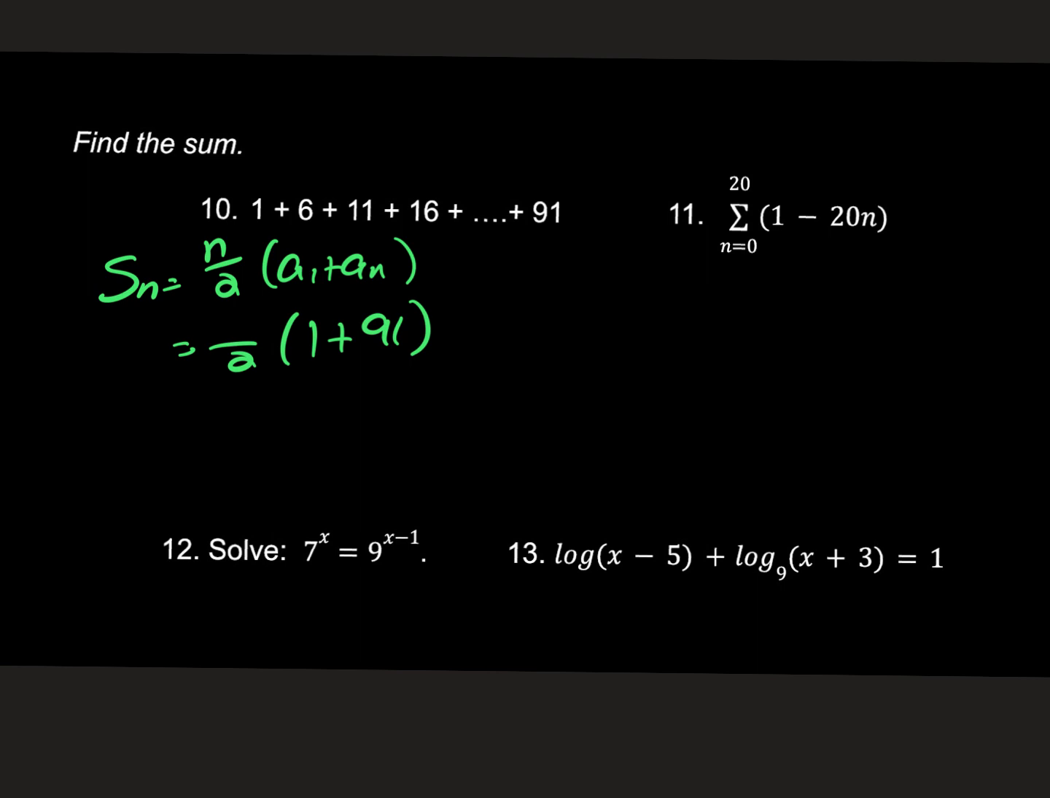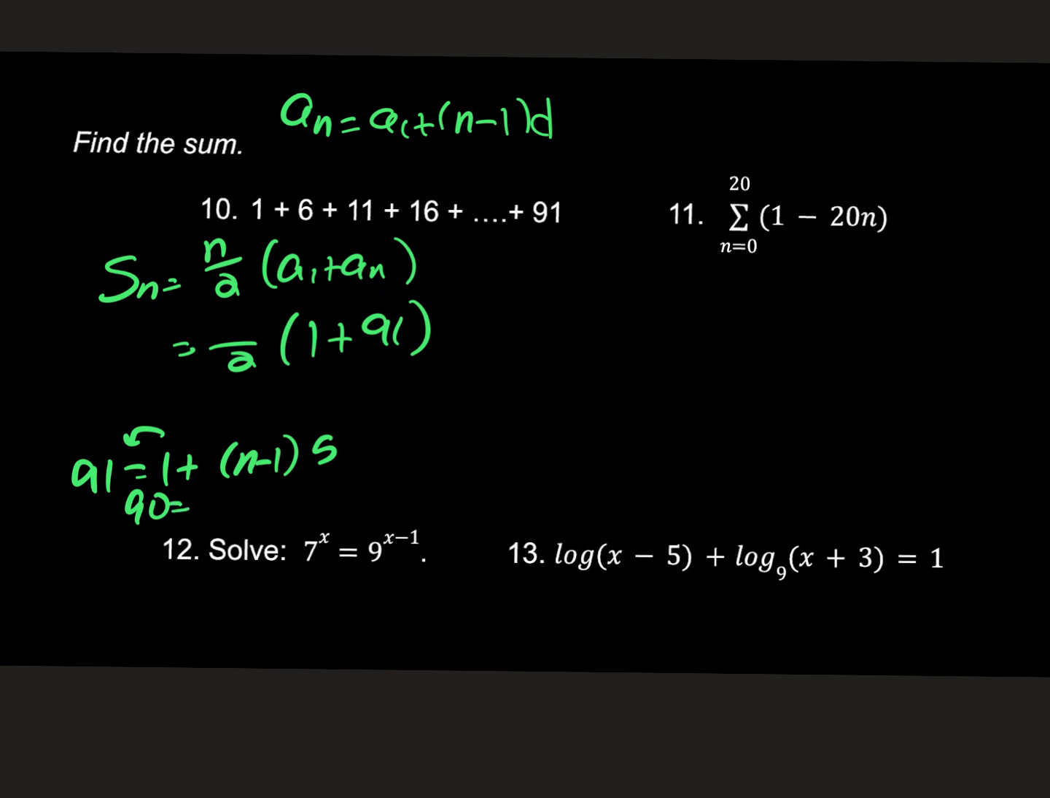Anytime you don't know one of those terms, like how many numbers there are, or the a1 or the an, go back to your old formula and do the same thing we just did. The old formula, the an equals a1 plus n minus 1 times d. So an means last term. The last term is 91, equals the first term, plus n minus 1 times d. D, though, is 5. You can tell that by looking. Move the 1 over, that's 90, equals n minus 1 times 5.